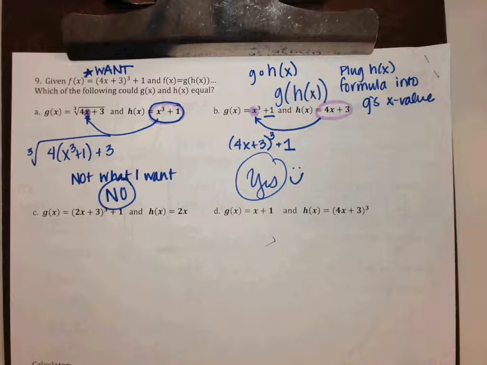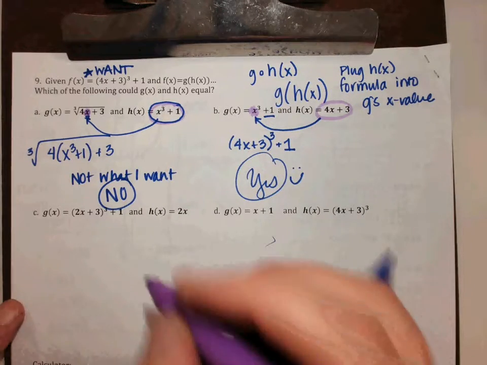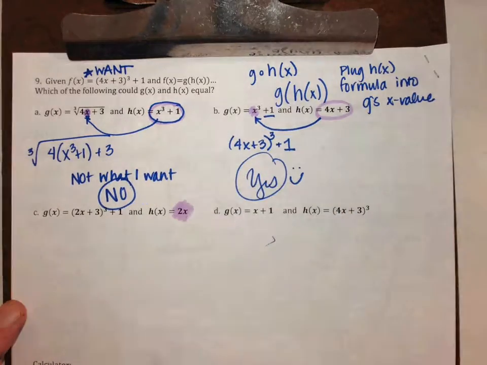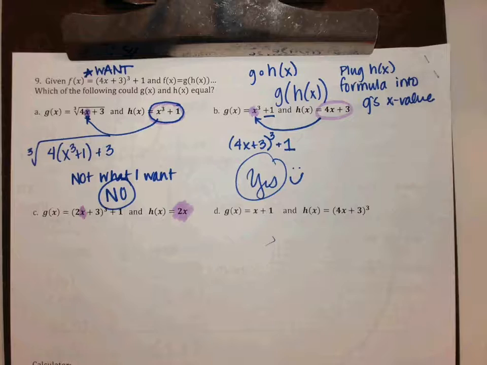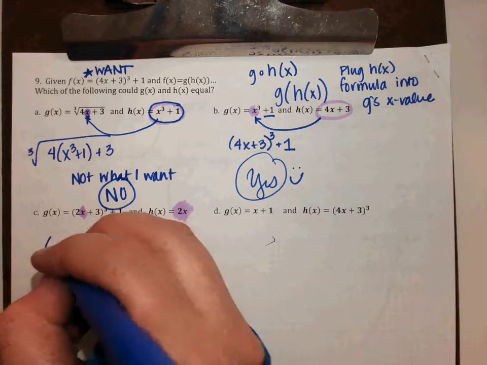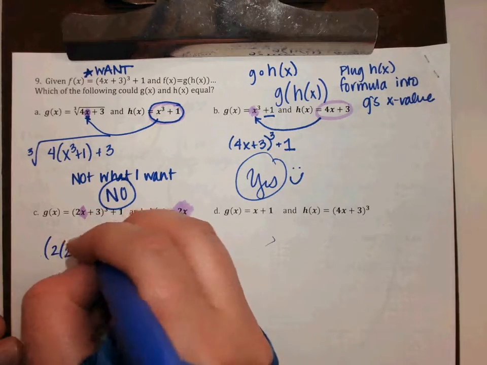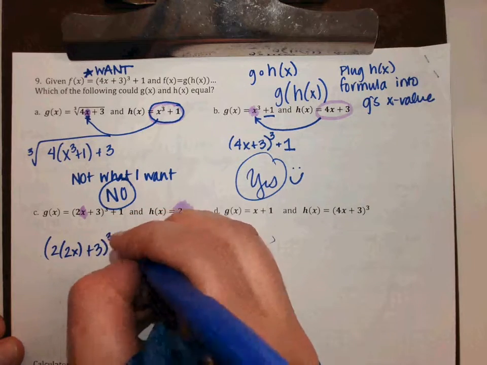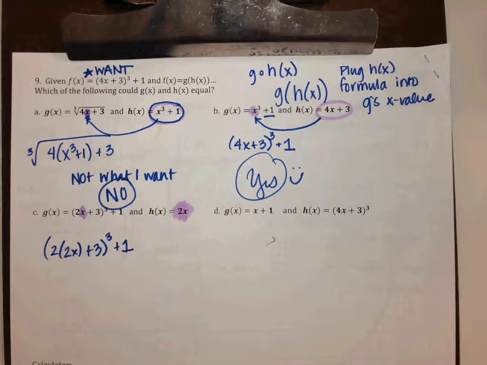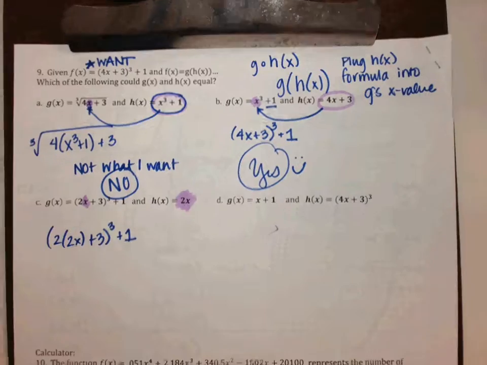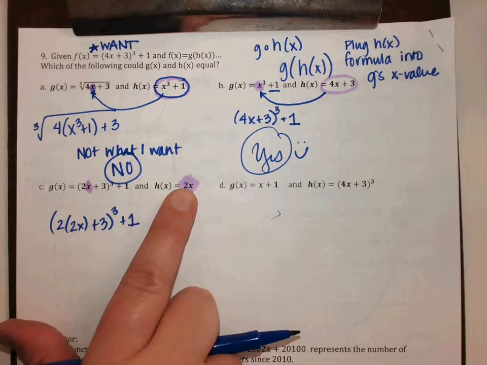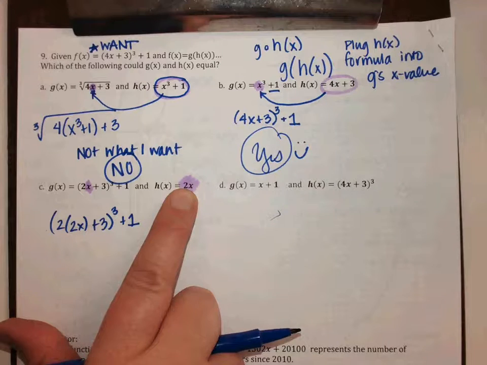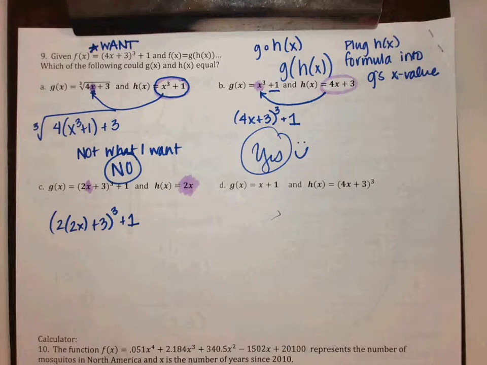Now, take a look at C. What am I plugging in? What's my H of X? 2X. Where am I going to put it? Where the X is. So now look what I have. 2 parentheses 2X plus 3 cubed plus 1. I'm keeping all of the outside of the formula the same. The only thing I'm doing is I'm taking the X out and I'm putting a 2X in instead. Now look at that very carefully. Is that what I want?